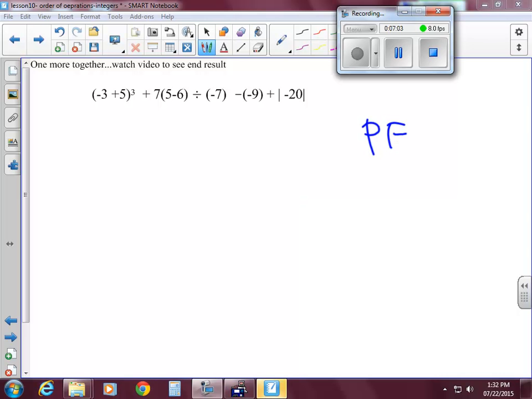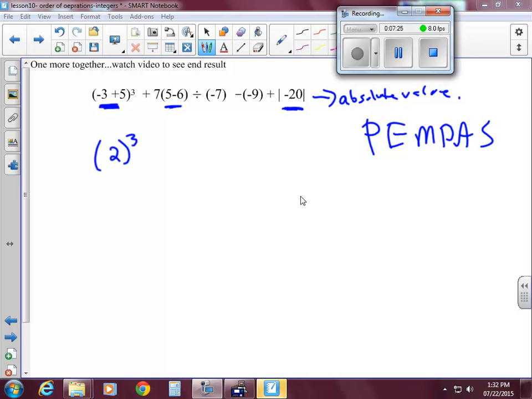PEMDAS, always writing that off on the side to remind myself. Take care of your parentheses first, and any kind of grouping symbols like bars or brackets. Now remember absolute value. Remember that last thing, the bars, that's absolute value. It's been a while since we've talked about that. So, negative 3 plus 5 is 2. Record. And we've got 2 cubed. Plus 7, parenthesis. Well, 5 minus 6 is negative 1. Record. See how I'm forcing myself to record every little thing.